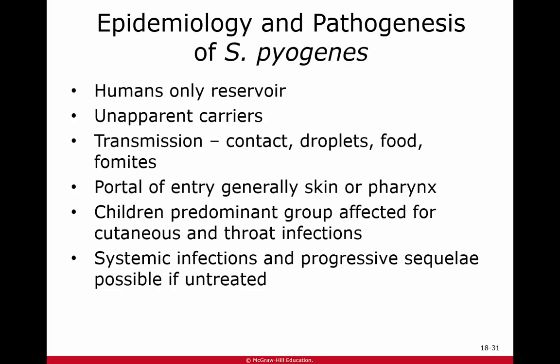Humans are the only reservoirs of the strep pyogenes, and transmission is contact, droplets, food, and fomites. Usually their portal of entry is the skin or the pharynx. Children are most often affected with cutaneous and throat infections. And the systemic infections can cause the sequelae, where you have a more chronic condition after the initial infection if it's not treated correctly and quickly.